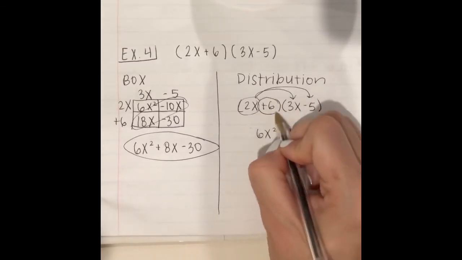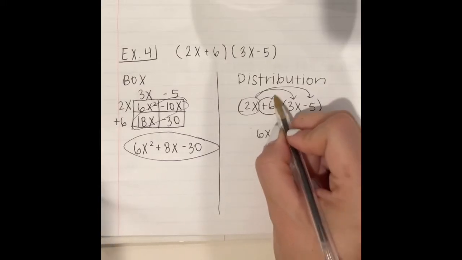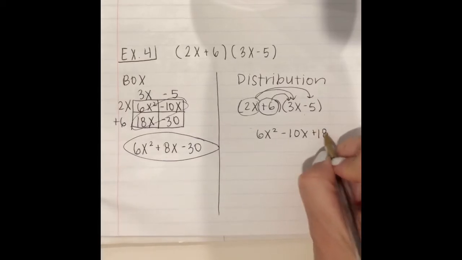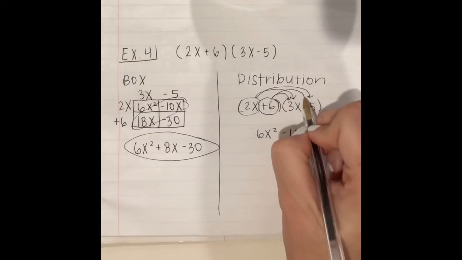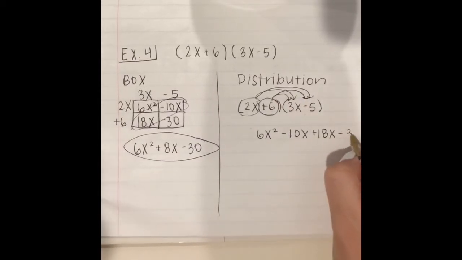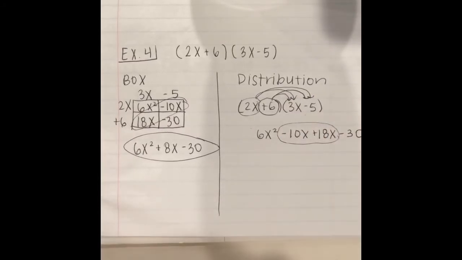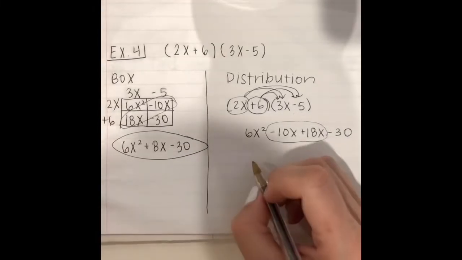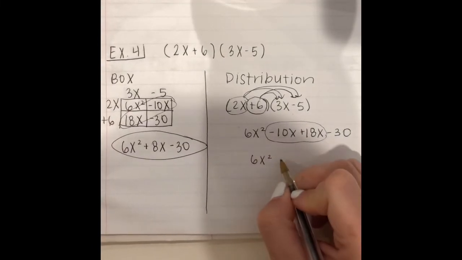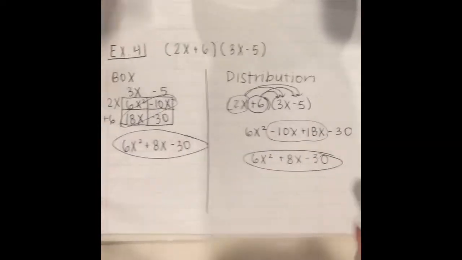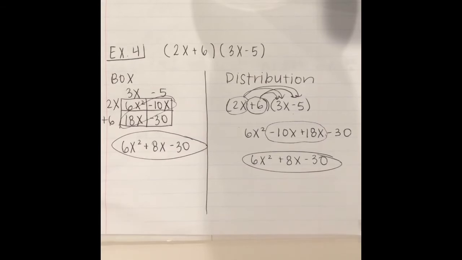And then we move on to our next number. Positive 6 times a 3x gives us a positive 18x. And then 6 times negative 5 gives us a negative 30. You have your like terms right there in the middle. Oops, I'm about to run off the page. So you get 6x squared plus 8x minus 30. Either way, you get the exact same thing.